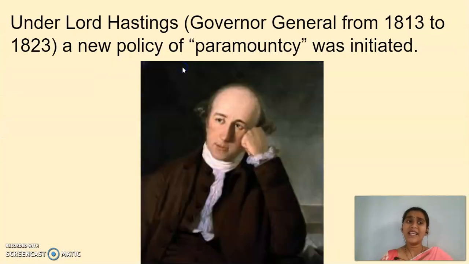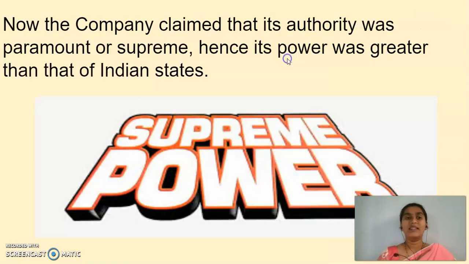See here, children. Under Lord Hastings, the Governor General from 1813 to 1823, a new policy of paramountcy was initiated. So, who introduced the policy of paramountcy? Lord Hastings, the Governor General from 1813 to 1823. He introduced a new policy called paramountcy. What is exactly the meaning of this paramountcy? What exactly does it consist of? See, children.